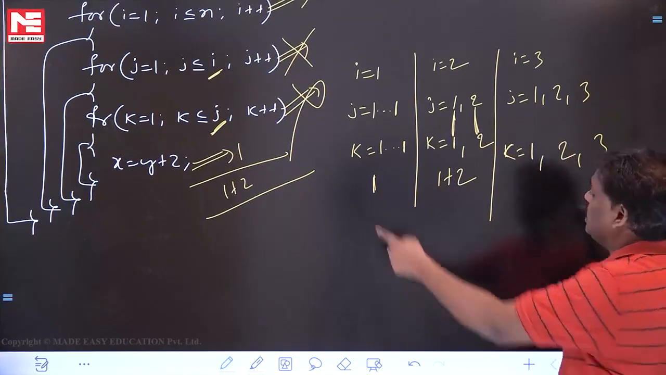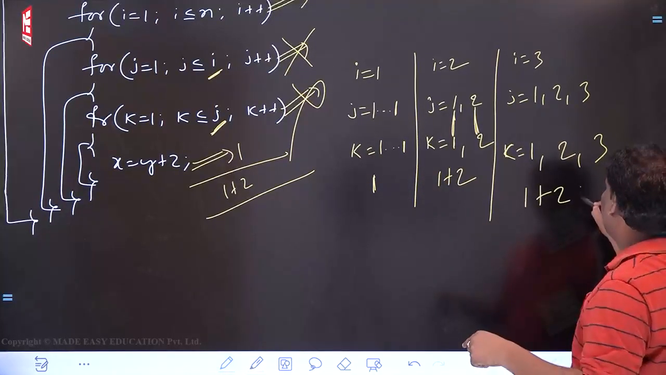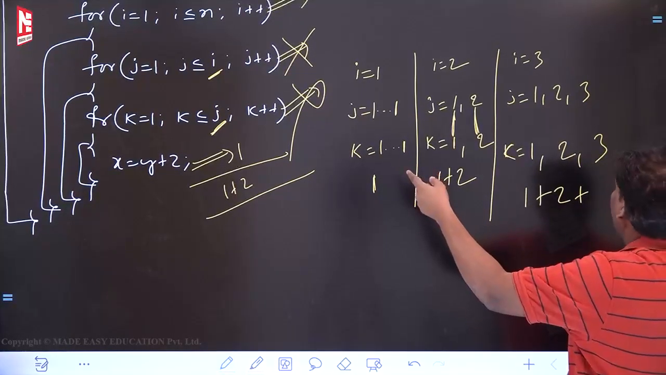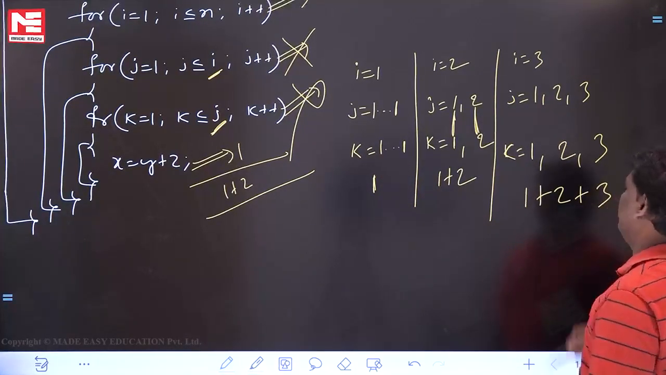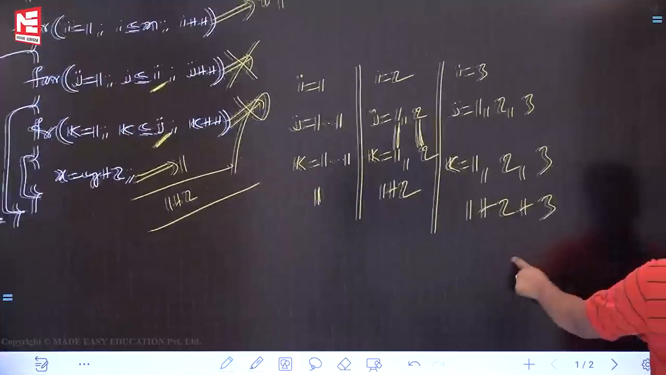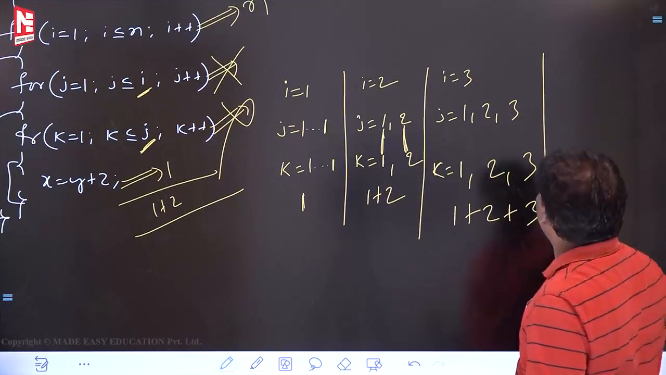So 1 time means that statement will execute 1 time. 2 times means this statement will execute 2 times. So J value 3 means K value is 1, 2, 3, and it will execute 3 times. So finally, for I value 3, that statement will execute 1 plus 2 plus 3, like that it is going on.